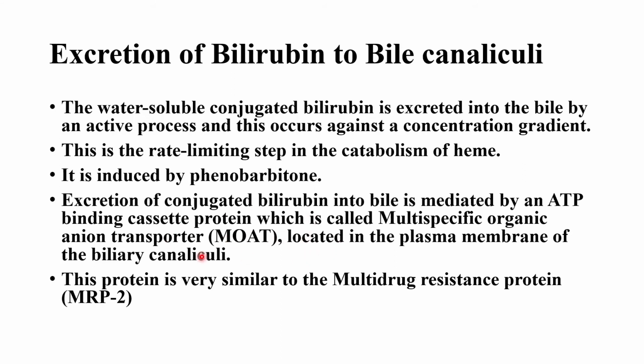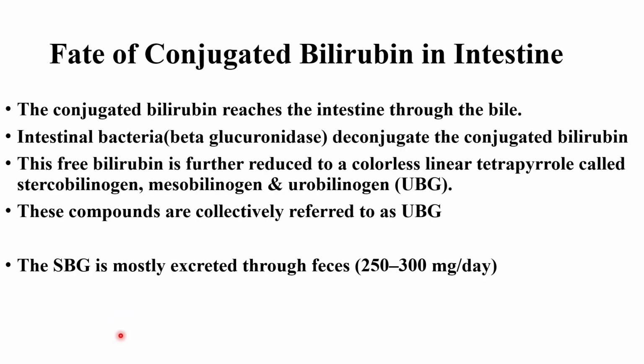So this protein is located in the plasma membrane of the biliary canaliculi. This protein is very similar to the multi-drug resistance protein, that is MRP2. Now, what is the fate of this conjugated bilirubin in the intestine? The conjugated bilirubin reaches the intestine through the bile.